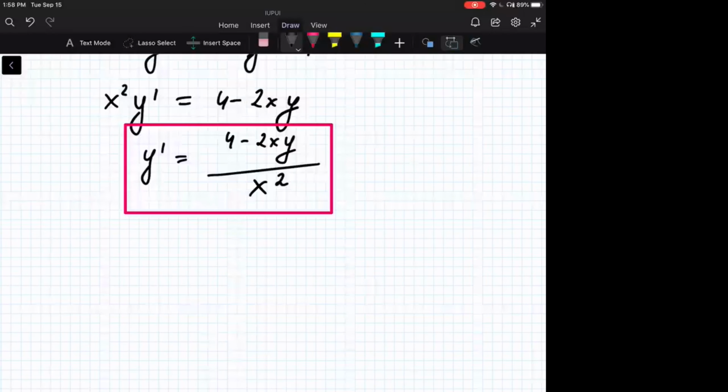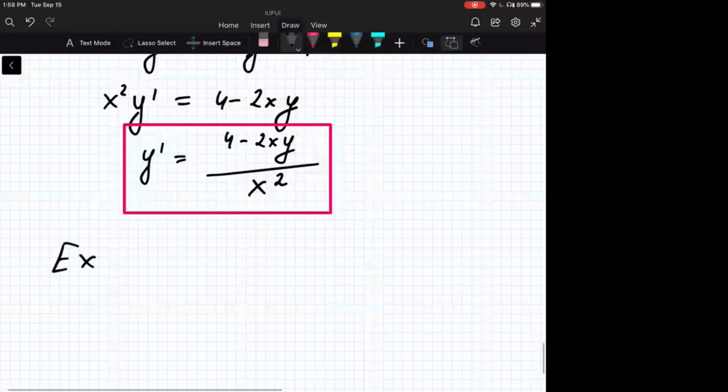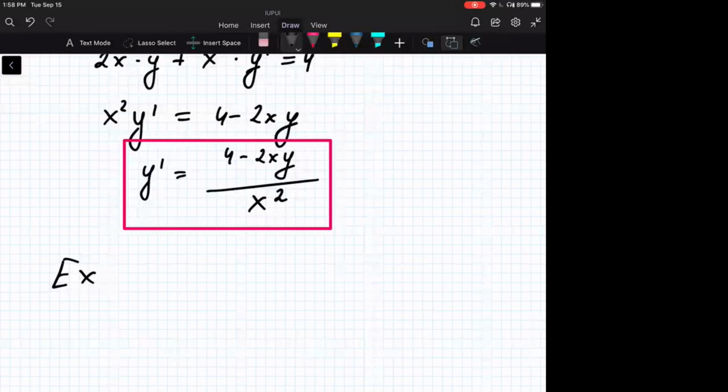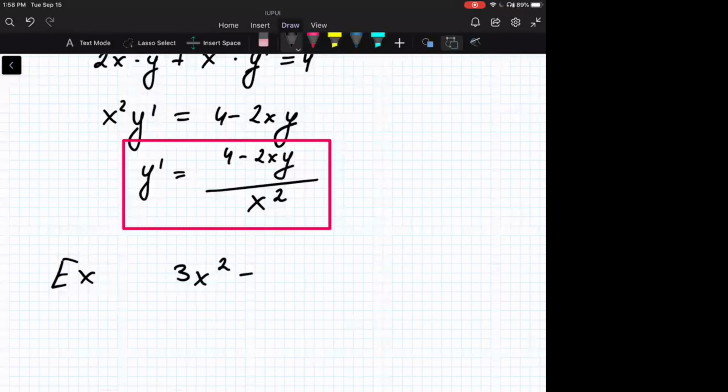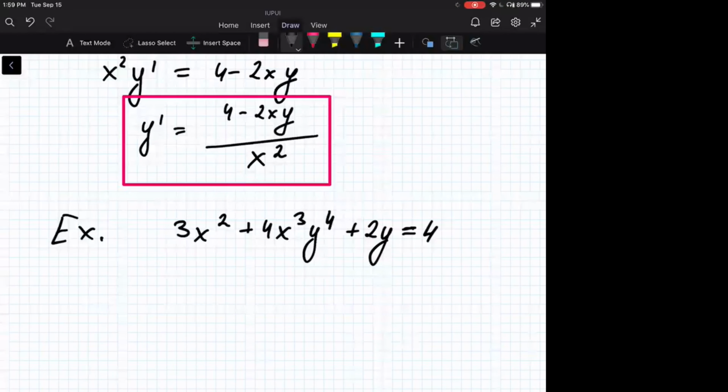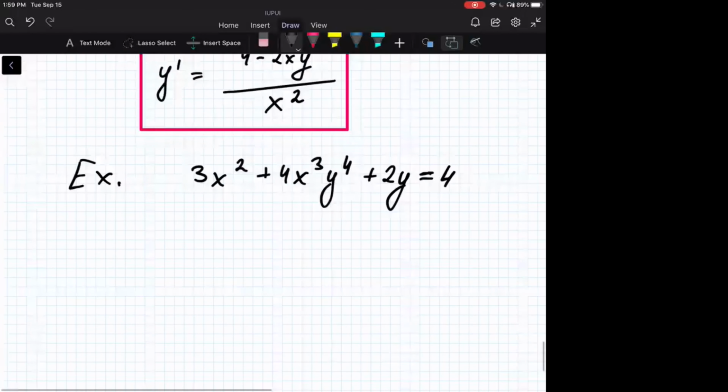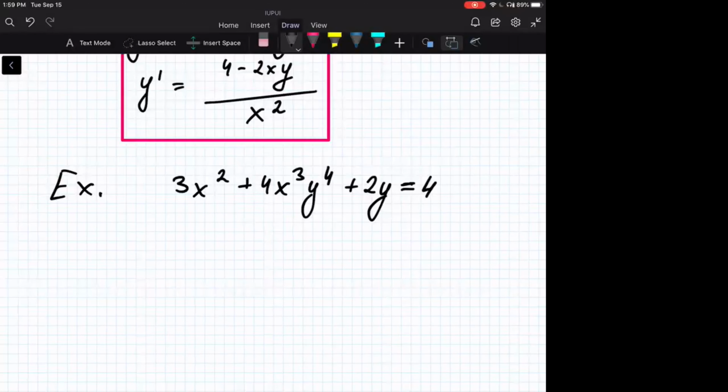Okay, let's go further and discuss example 2. Before, it was like a practice exercise. Example 2 is the usual problem where you need to differentiate the function implicitly: 3x squared plus 4x cubed y to the power 4 plus 2y is equal to 4. Again, now we have some summands, but the algorithm is still the same. You just need to differentiate both sides.